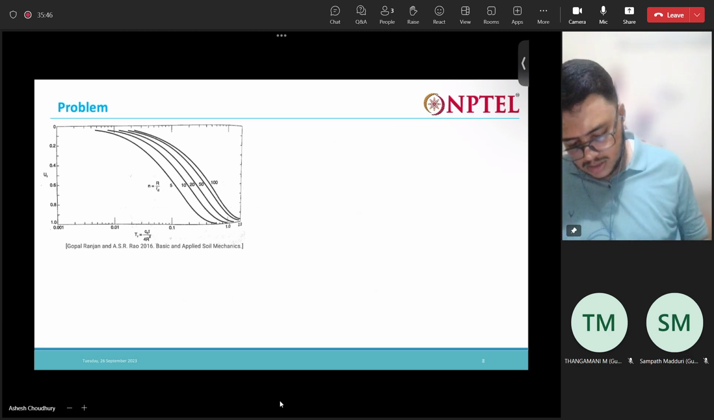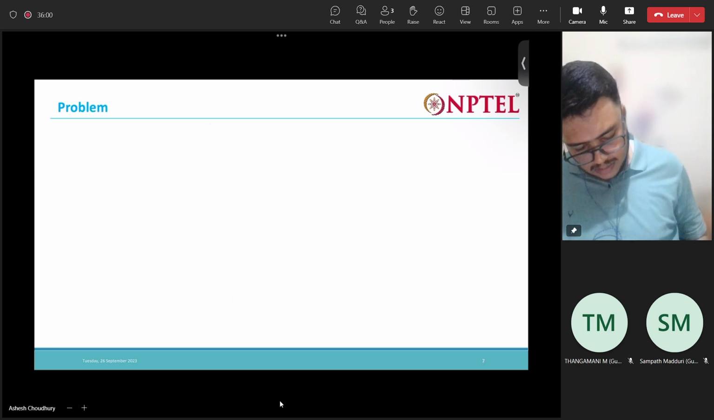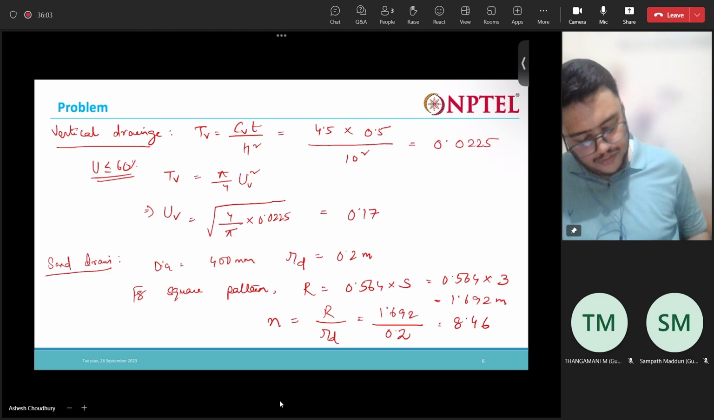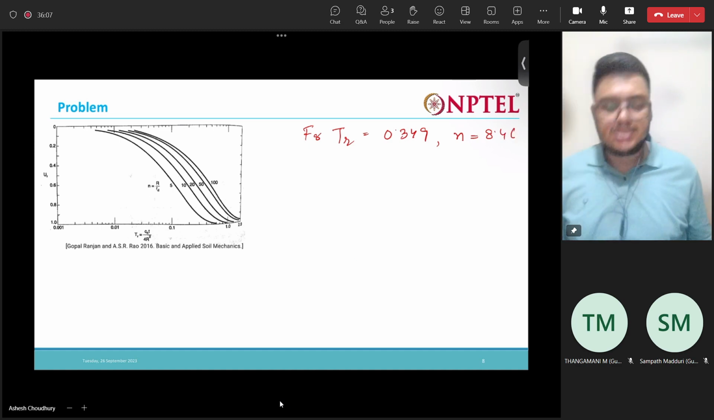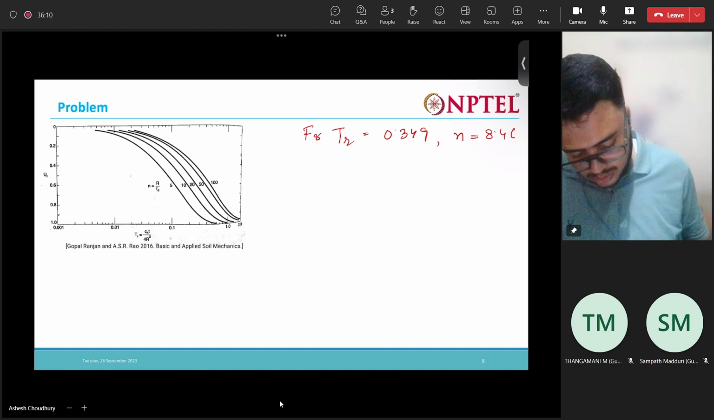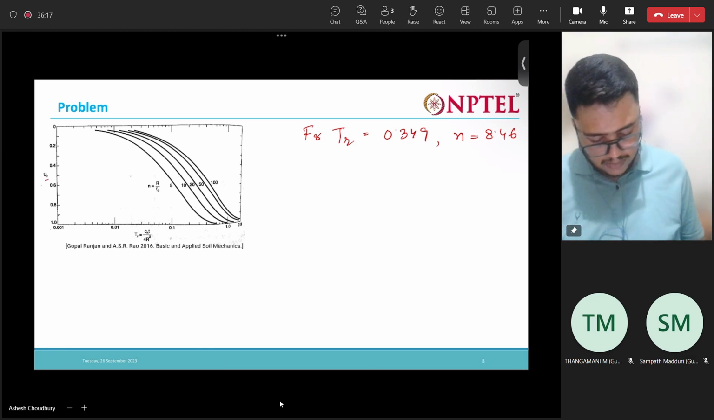Now let us come to this. For TR equal to 0.349, N is equal to how much? What was our N? 8.46. For these values, we need to get this UR from this chart, from this graph. So TR is how much? 0.349.